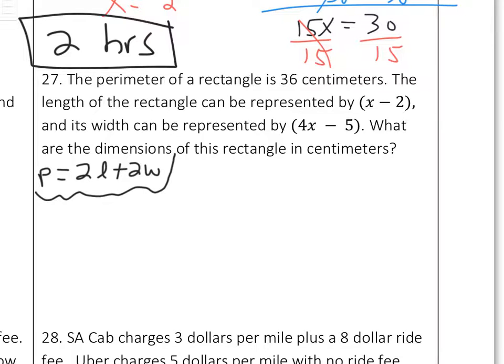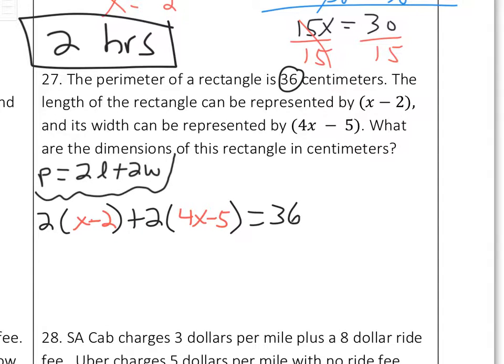Okay, so I'm going to write this backwards so that all of our variables are on the left side. Instead of 2L, we're going to have 2 times x minus 2. Plus 2 times, instead of W, we're going to substitute in 4x minus 5. And what is all this equal to? Well, it's equal to the perimeter, which is 36.